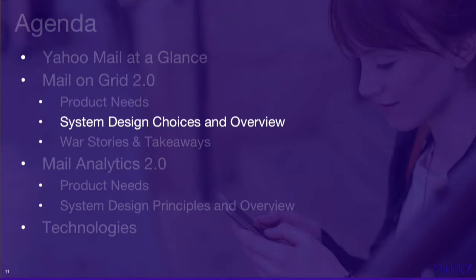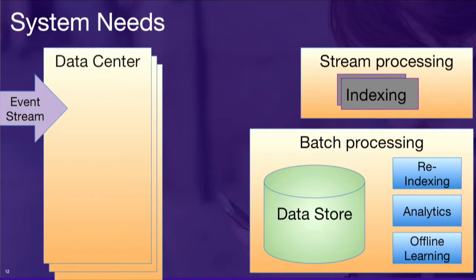But before I do that, let me walk you through the system needs, what was existing already before we started this project and what was required to be done. So what you see on the left there is various data centers. As you would expect, Yahoo Mail has a very large global footprint. So we operate from several data centers or locations worldwide.